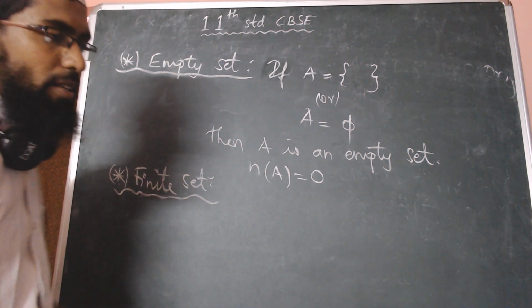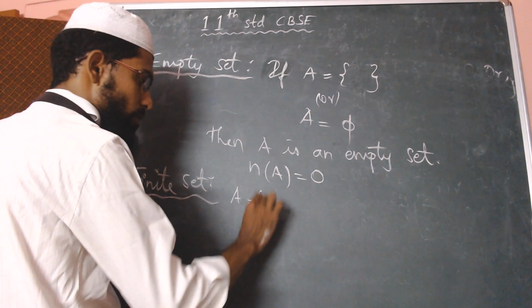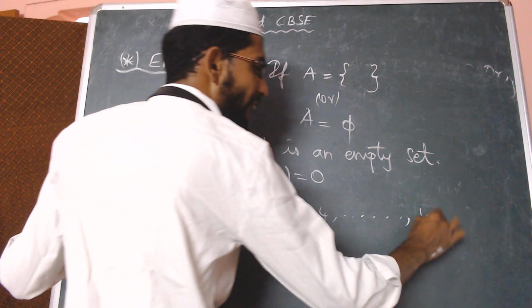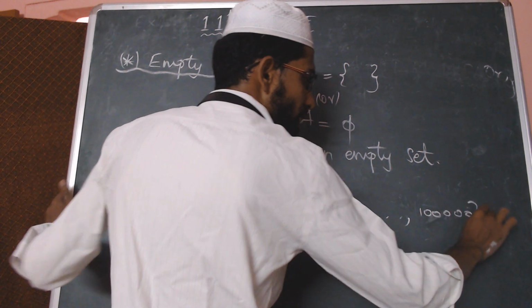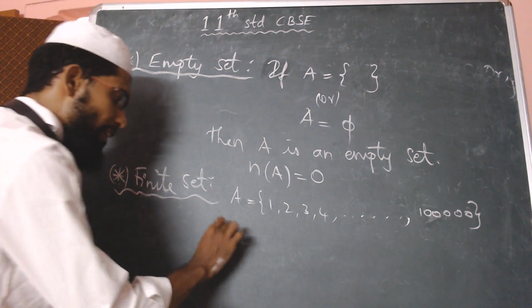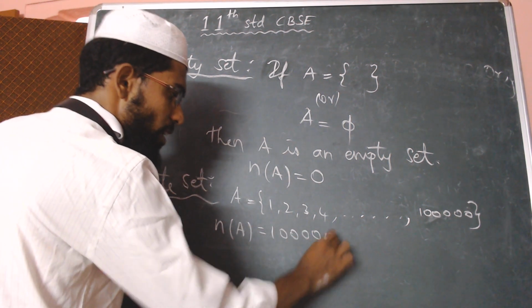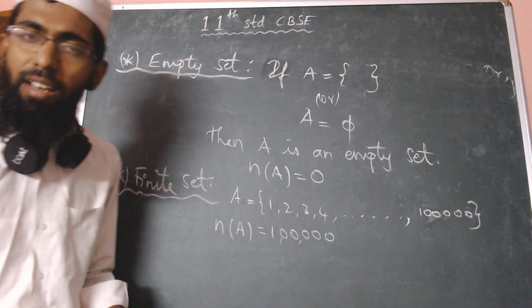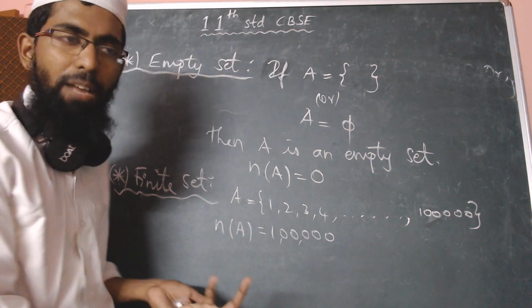Let me tell you, if A equal to 1, 2, 3, 4, dot up to 1 lakh. Now is this set a finite set or infinite set? What is n of A for this? 1 lakh, right? n of A is nothing but 1 lakh. So is this a finite set or infinite set? It is a finite set. Even though the number is huge, it is a definite number, right?